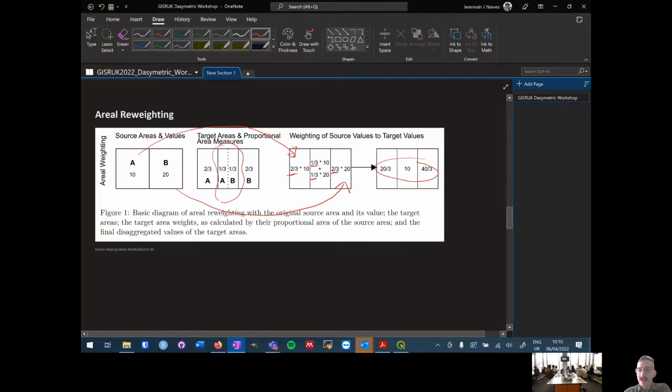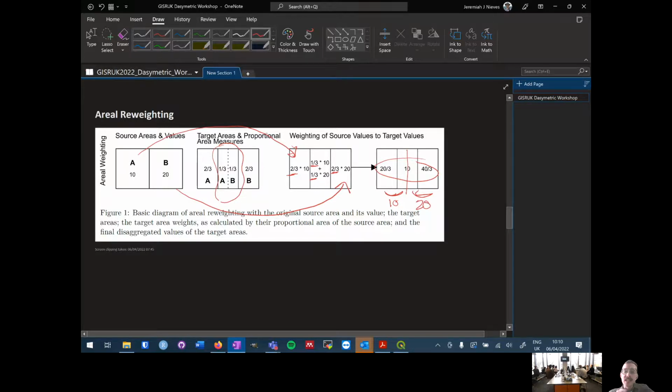And not only that, if we were to take half of this new center one, which has a value of 10, and were to add it to the new A area here on the left, these would add back up to the original A area of 10. And similarly with B, it would add back up to 20.